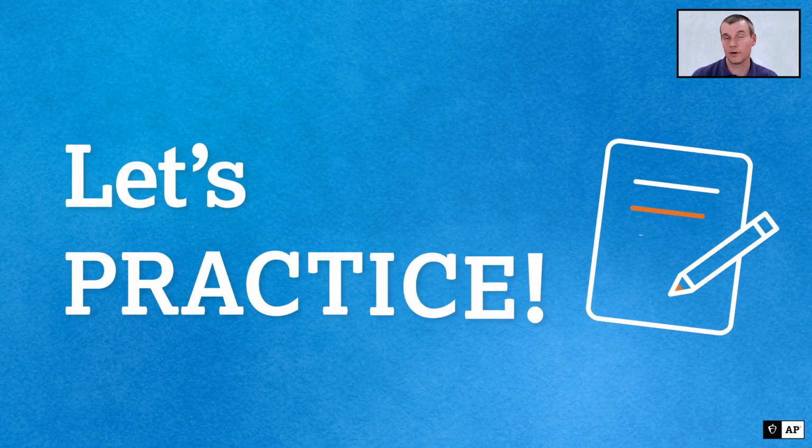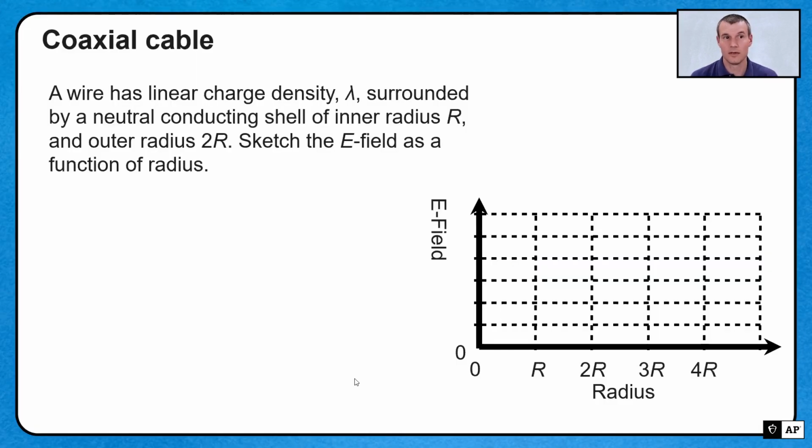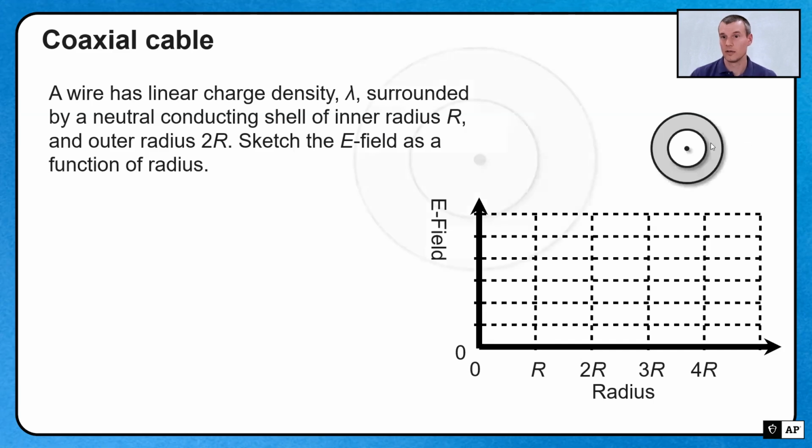Let's look at one final practice to work this through. And this is going to be a coaxial cable, where the wire has a linear charge density lambda surrounded by a neutral conducting shell of radius r and an outer radius of 2r. This is what it looks like.